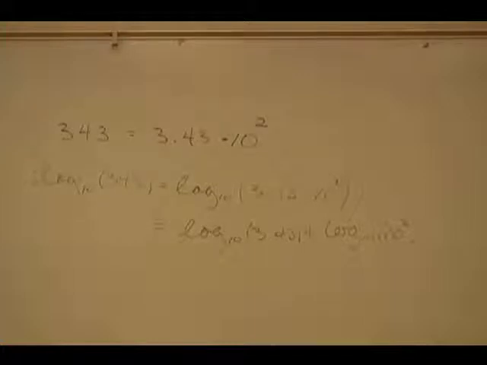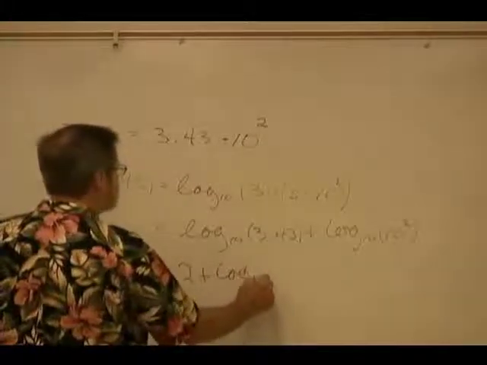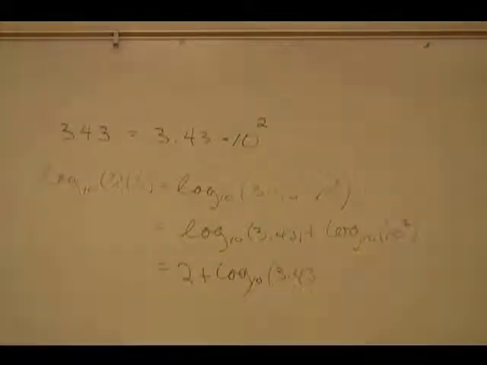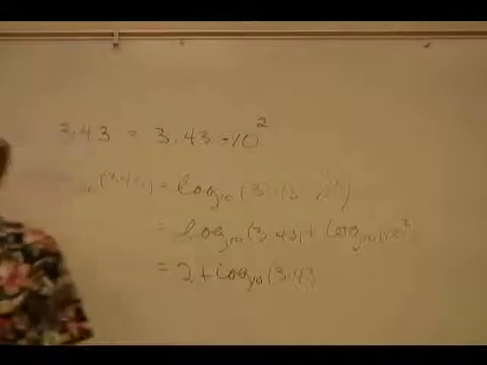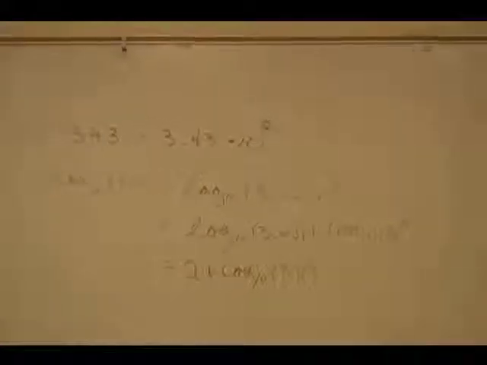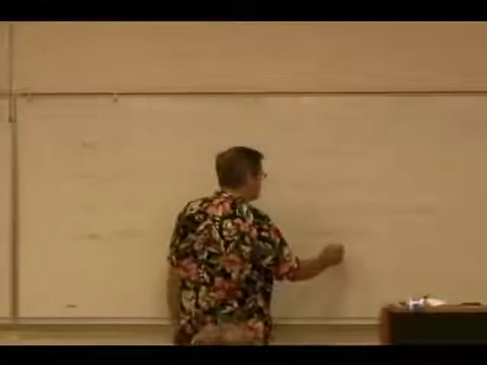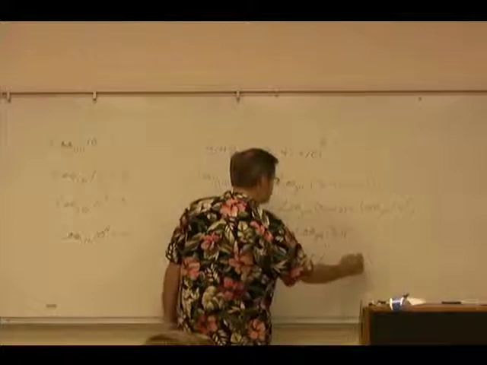Log to the base 10 of 10 squared is just 2. So I can write this as 2 plus log to the base 10 of 3.43. And this is a number between 0 and 1, because this number is bigger than 1, and log to the base 10 of 1 is 0, and less than 10, and log to the base 10 of 10 is 1. So this number is greater than 0 and less than 1.